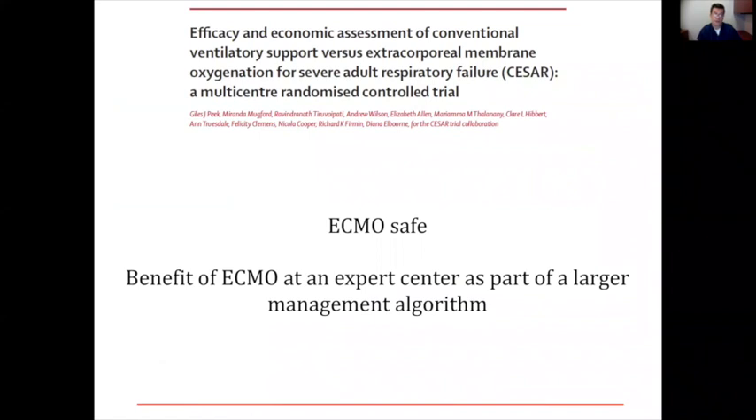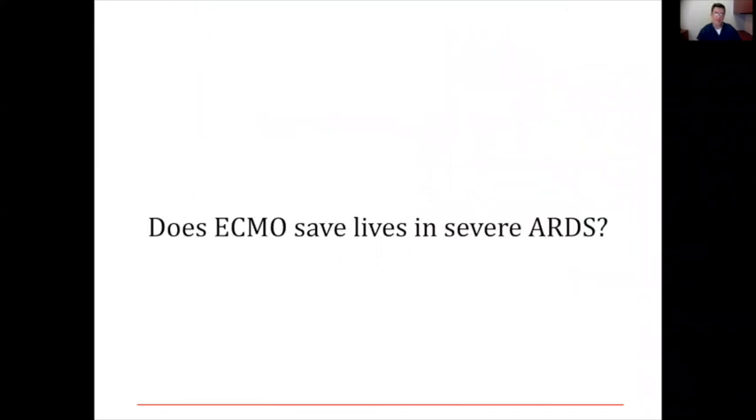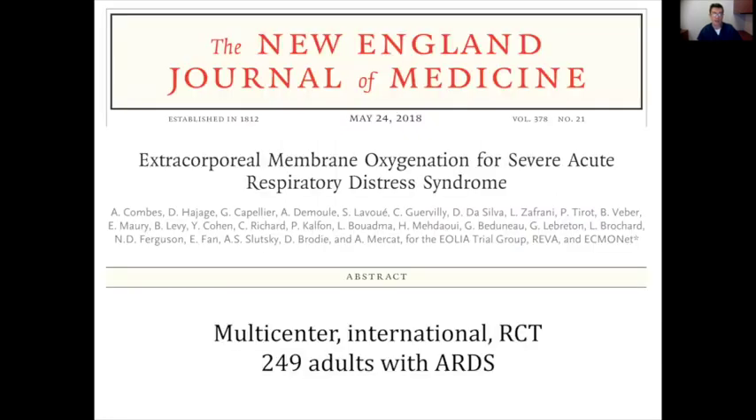What it did show, even though they were still using roller pumps in those days, is that ECMO is relatively safe, and that there's probably a benefit of providing ECMO at an expert center like Glenfield Hospital as part of a larger management algorithm. But it didn't really answer the question of whether or not ECMO saves lives in severe ARDS. And for that, we have the EOLIA trial, which was published in the New England Journal in 2018.